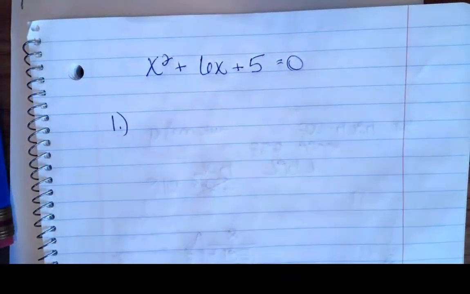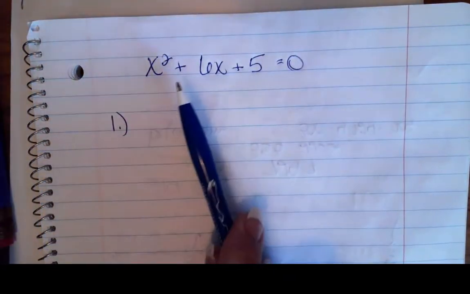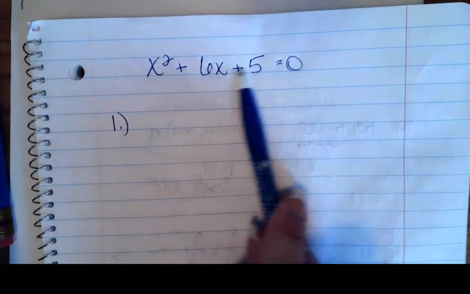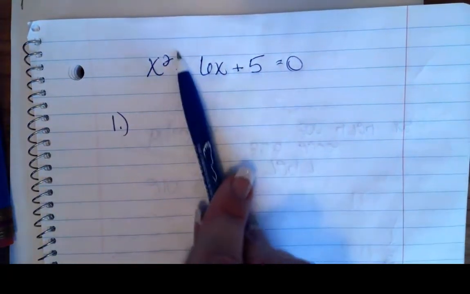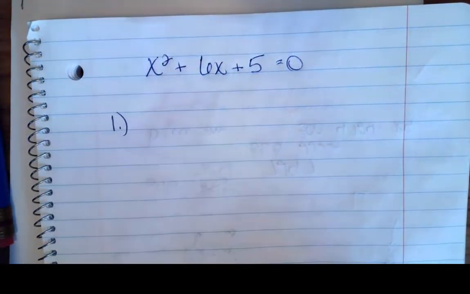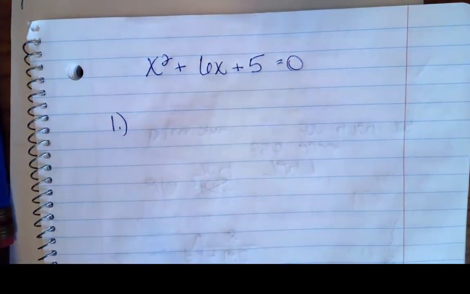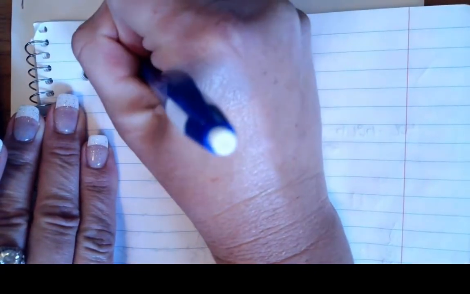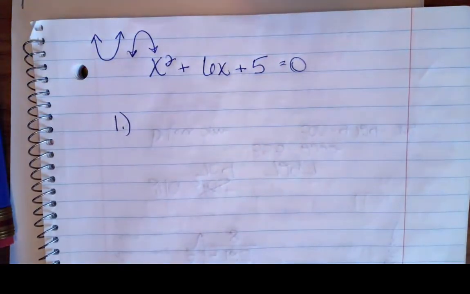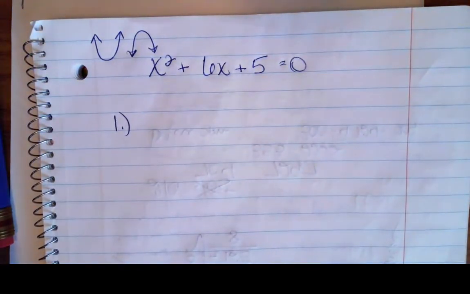I'm going to try factoring first. Okay, so notice that this is a quadratic equation. Quadratic means your biggest exponent is a 2. So this makes a parabola when I graph it. It either opens up and it looks like a U, or it opens down and it looks like the St. Louis Arch. Okay, so this is the equation of a parabola.